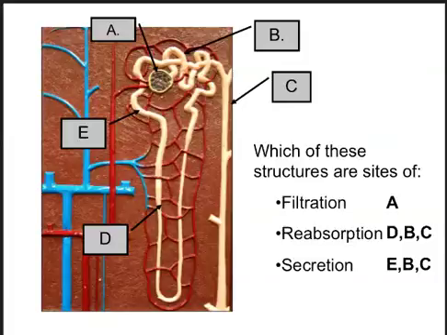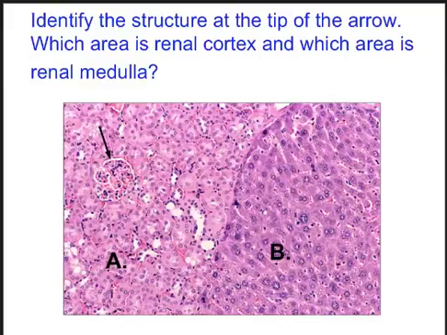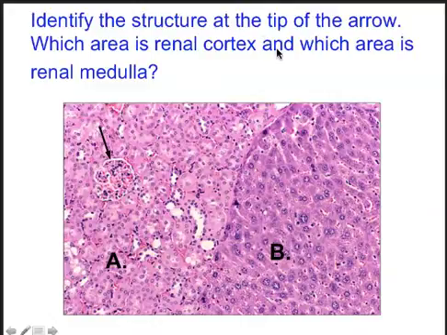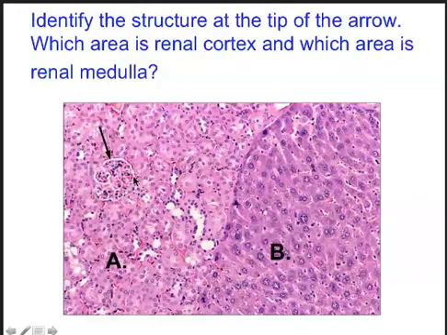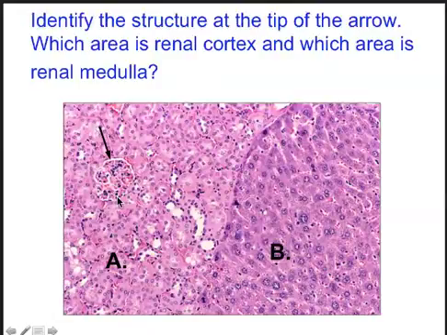Okay. All right. This is a microscopic slide of kidney tissue. We want to identify which is which here. We want to ask the question, which area is the medulla and which area is the cortex? And the answer is that A here that I'm tracing, this is cortex, and B here, this is medulla. Okay. How do we know that A is cortex? Well, because of this structure right here, that's a glomerulus. Okay, and the glomeruli are only found in the renal cortex. So simple answer to that question.